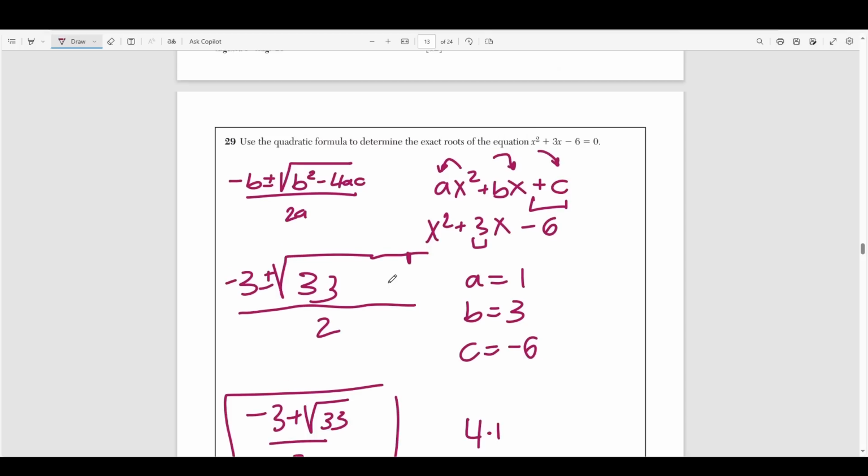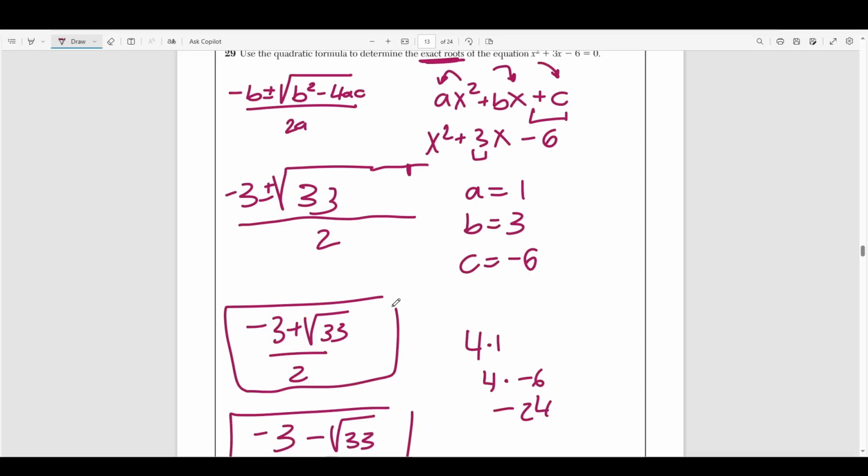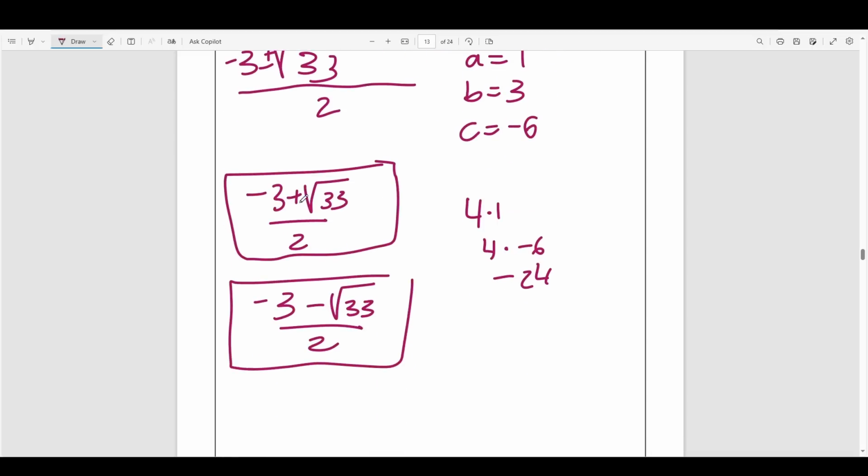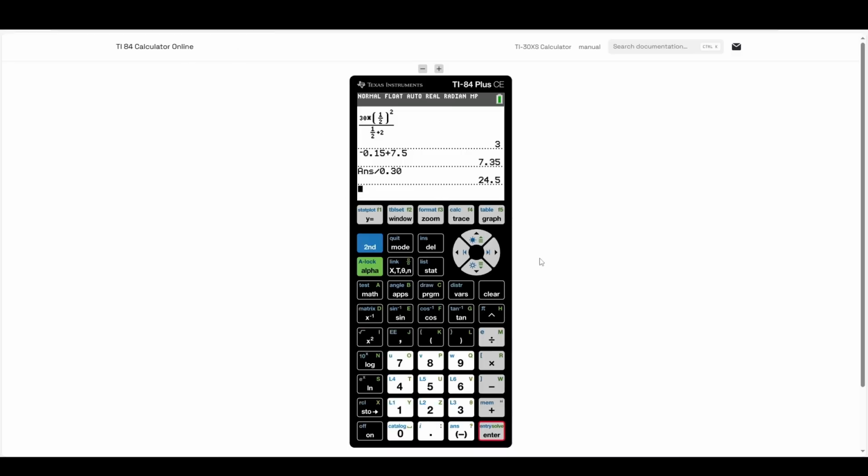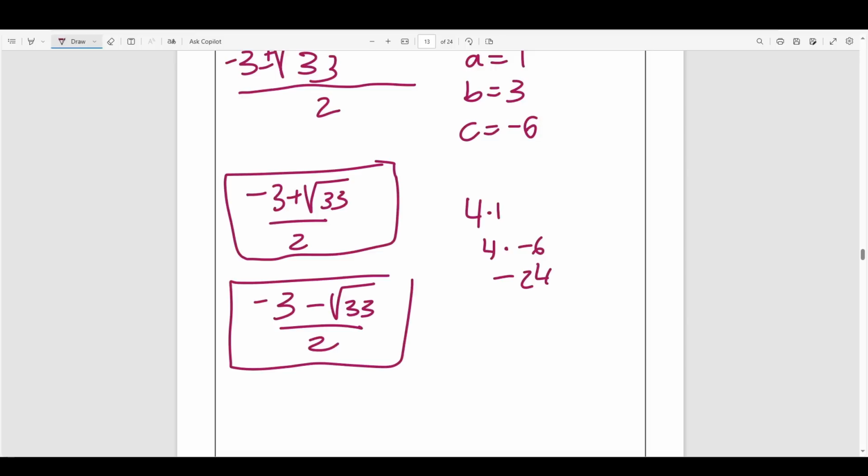Now, notice how I didn't put this into my calculator. Whenever the Regents is asking you to use the exact roots, you're going to leave it in this form. You're not going to evaluate it because this will give you the exact form. If you were to plug this into your calculator, you will have to round your answer, and the calculator will automatically round your answer after like 8 decimal points, right?